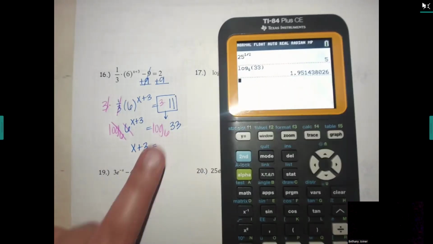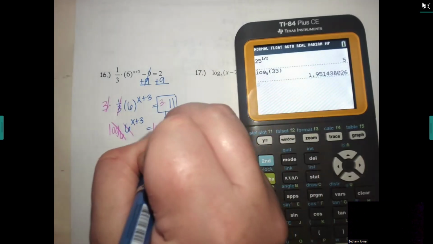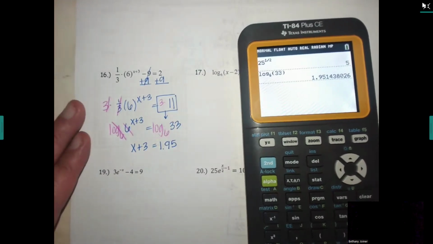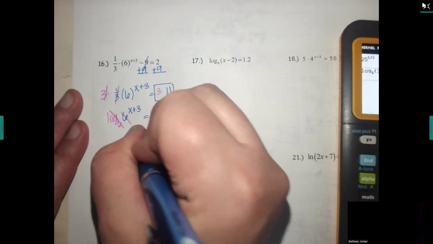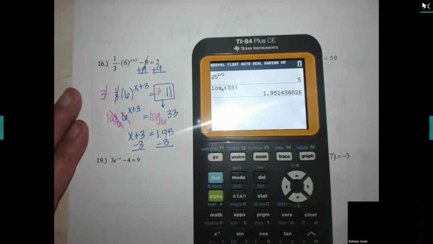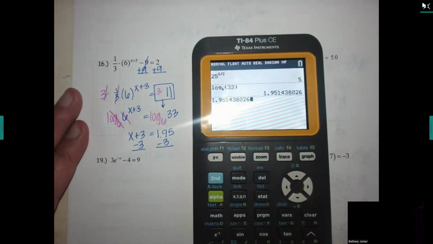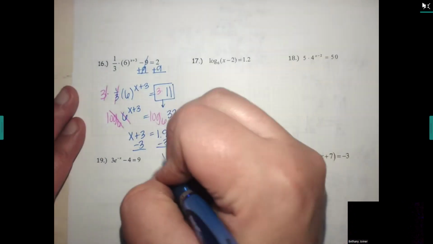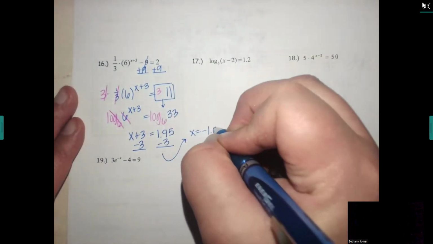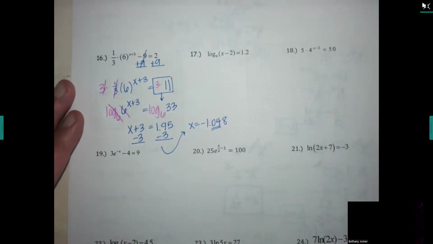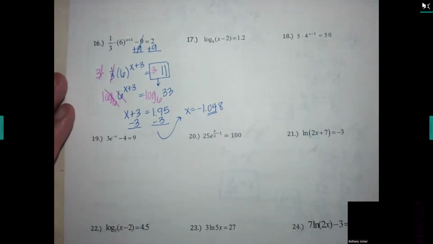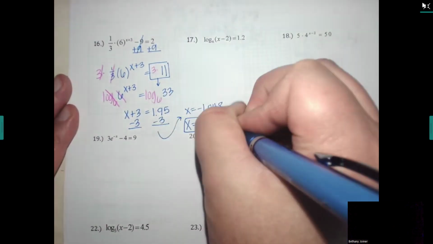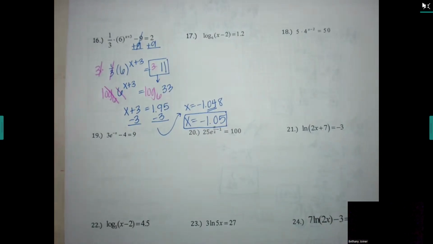So that gave me 1.95. Am I done? My x still has a plus 3 on it. How do I undo that? Minus the 3 across. So 1.95 take away 3 gives me negative 1.048. And then remember the 0.04, if it's followed by an 8, that's going to bump up to negative 1.05. Okay. Questions on that?